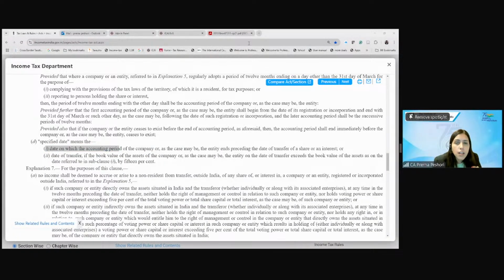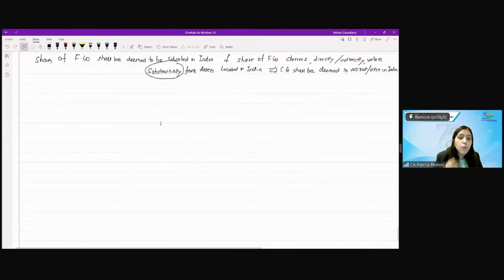Let us understand what it is trying to say. First of all, even before I decide whether the Mauritius company has been deriving value substantially from the Indian assets, how will I decide that? I will have to check whether the FMV of the Indian assets is more than 10 crore and is more than 50% of the FMV of all the assets that the Mauritius company has. But how do I take the FMV? On which date? Whether I should take it on the date of transfer or on the accounting period date before the date of transfer.